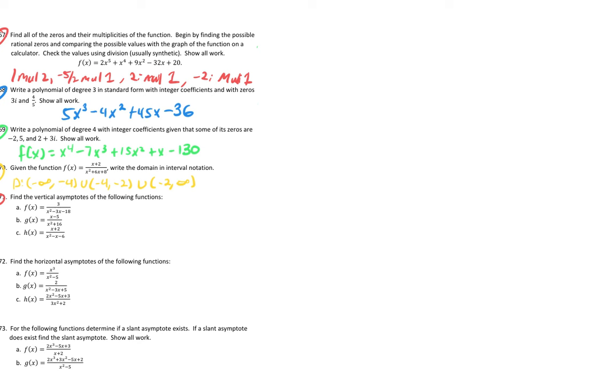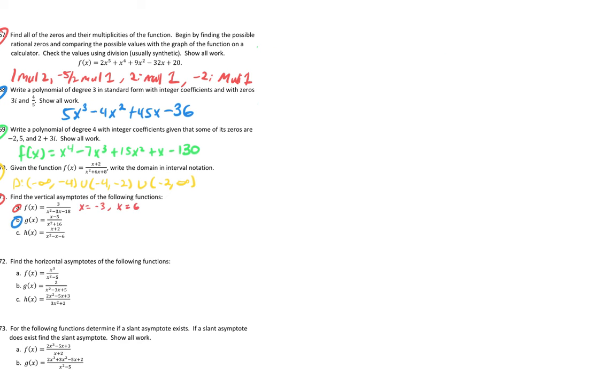Find the vertical asymptotes of the following functions. 3 over x squared minus 3x minus 18. So vertical asymptotes are going to occur when the denominator is equal to 0. So if we set the denominator equal to 0, x squared minus 3x minus 18 equals 0, we can factor that. So x minus 6, x plus 3 is equal to 0. So x is equal to -3 and 6. So there's vertical asymptotes at those 2 points.